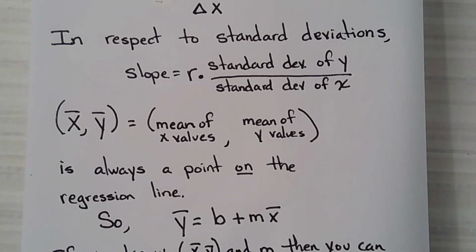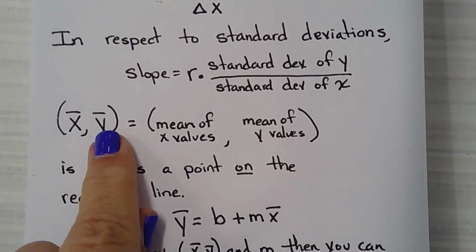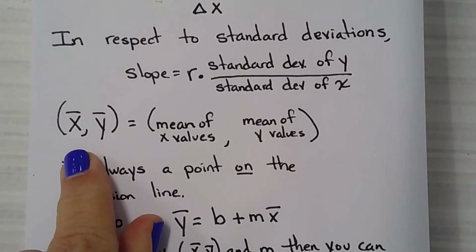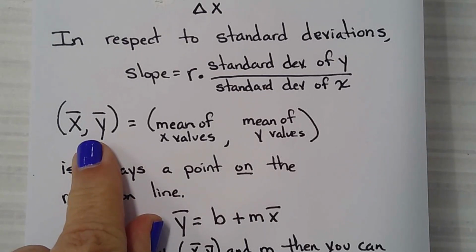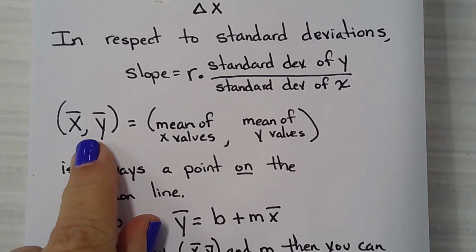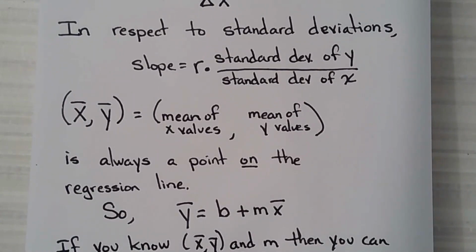Now, if they tell you the mean of the x values and the mean of the y values, so remember, when a bar is on top, that means mean. So this would be the mean of the x values and the mean of the y values. So, little fact, the point x bar, y bar is always a point on the regression line. So the average of the x's and the average of the y's, that ordered pair is always on the regression line. So that means that is a particular x and y value that satisfies the equation.